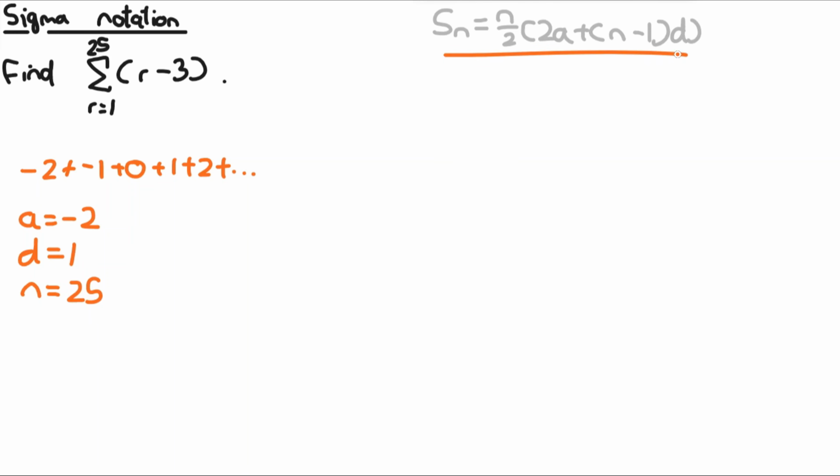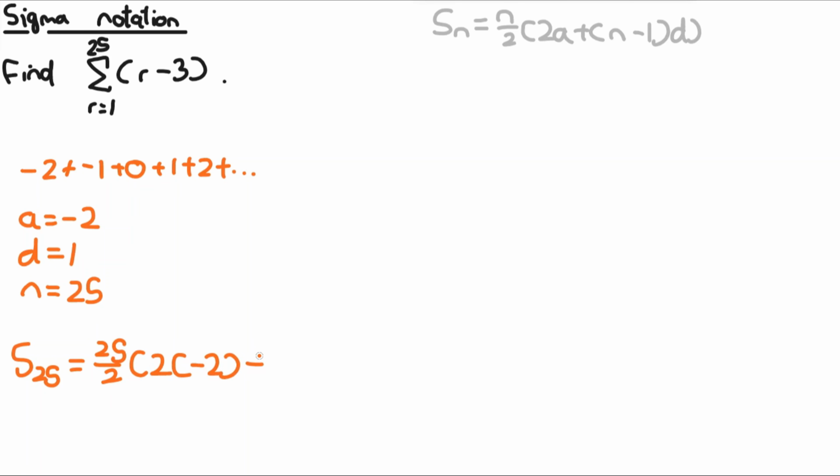So therefore we use the formula for an arithmetic series, Sn. Remember, this is given to you in the formula booklet. It's going to be S25 is equal to 25 over 2 of 2a, and a is minus 2, plus n minus 1, so 25 minus 1, times d, which is 1. And if you put this into a calculator, it's equal to 250. So this here is equal to 250.